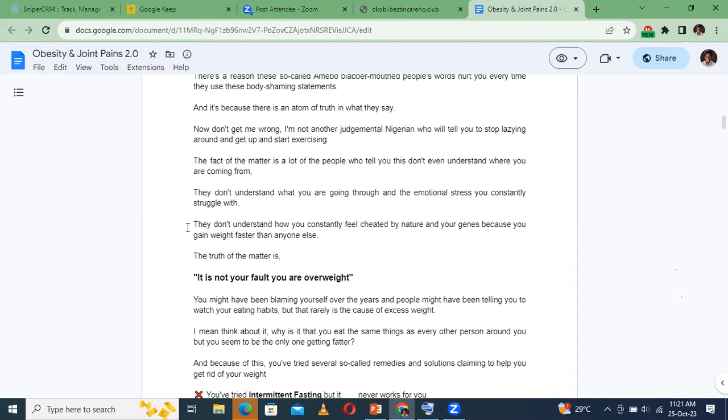Please, who is disturbing us? Mute your mic. They don't understand how you constantly feel cheated by nature and your genes because you gain weight faster than anyone else. Can you see this? This is what I was explaining.